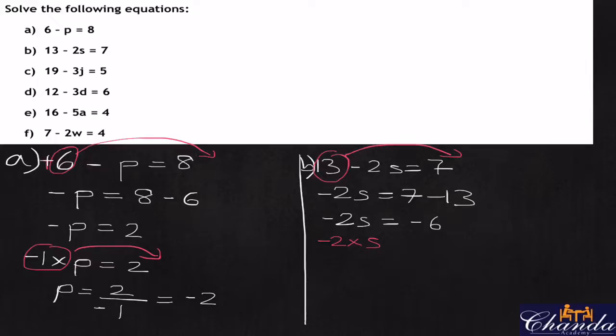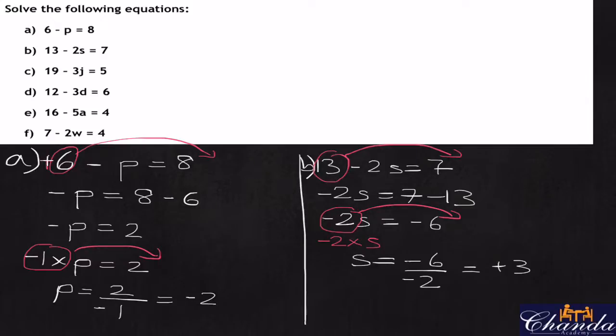So we're taking the negative 2 over to the other side as a division on the other side. So it becomes s is equal to negative 6 divided by negative 2. Now negative and negative, when divided by each other, we get a positive answer. And 6 divided by 2 is the number 3. So s equals 3 is the correct solution to this particular equation.